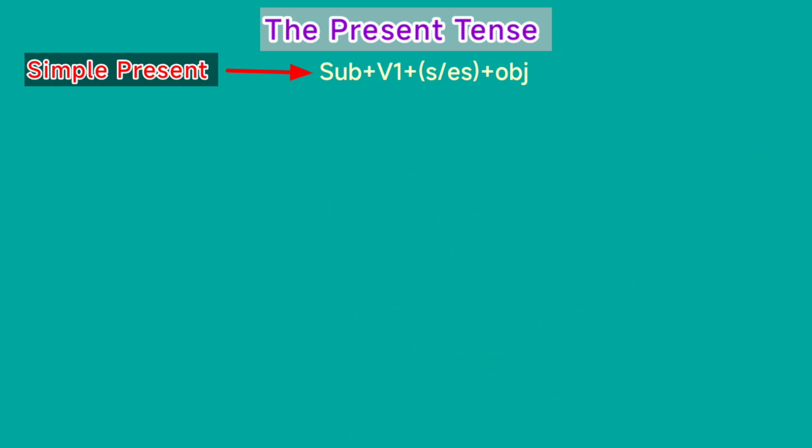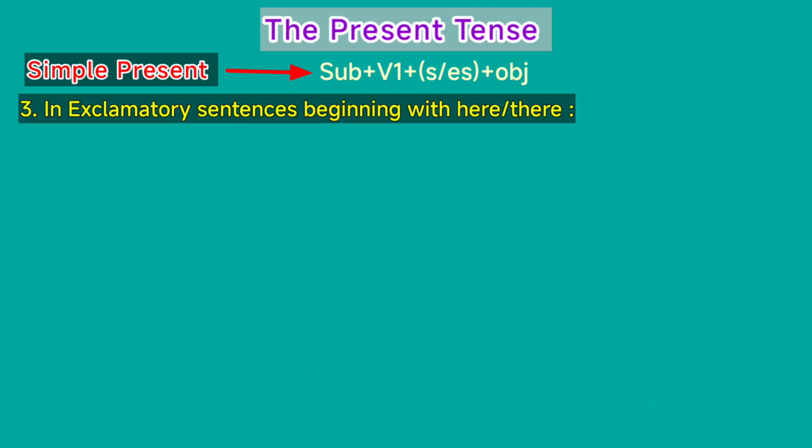The third case is that in exclamatory sentences also we use simple present tense. When the exclamatory sentence starts with here or there, it's very simple. What do we use an exclamatory sentence for? To express surprise. When we have a surprise starting with here or there, you can use simple present. Even though it is a continuing action, we have to use simple present tense. And it's very clear, it's very simple.